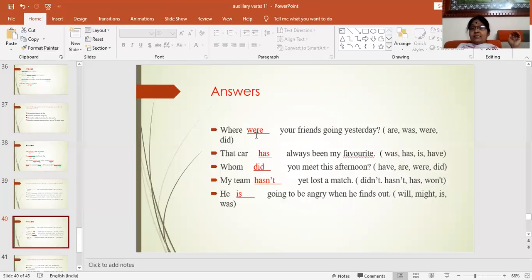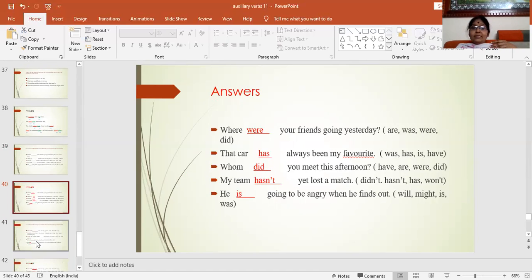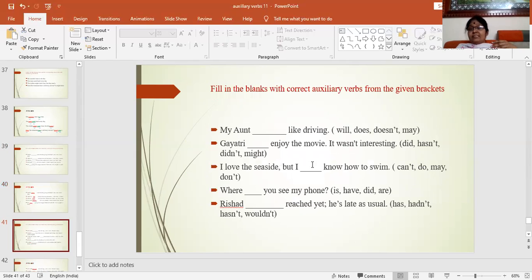The answer is where were you going yesterday? Past form. That car has always been my favorite. Whom did you meet this afternoon? My team hasn't yet lost a match. He is going to be angry when he finds out. Right? Similarly, we have another 5 sentences.